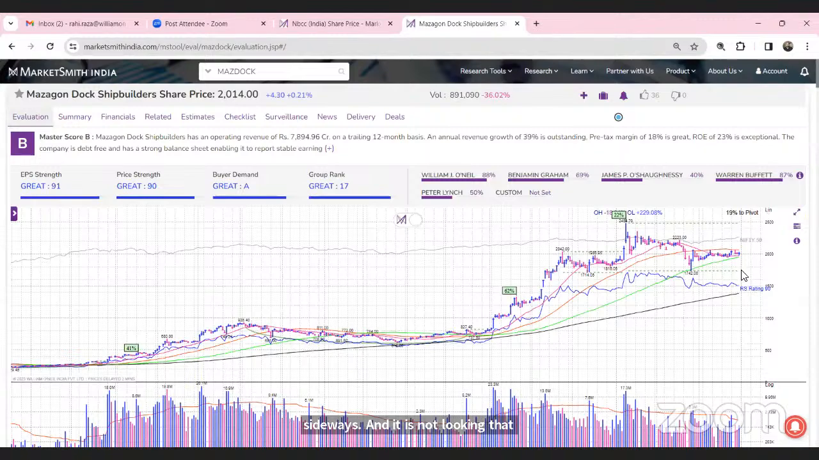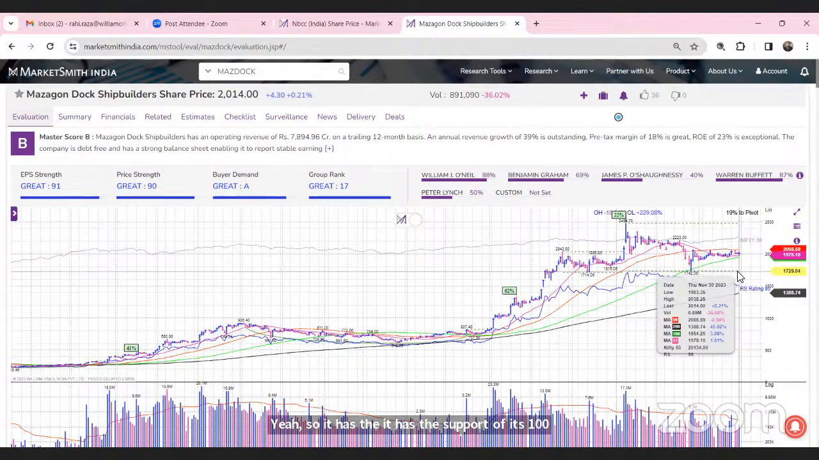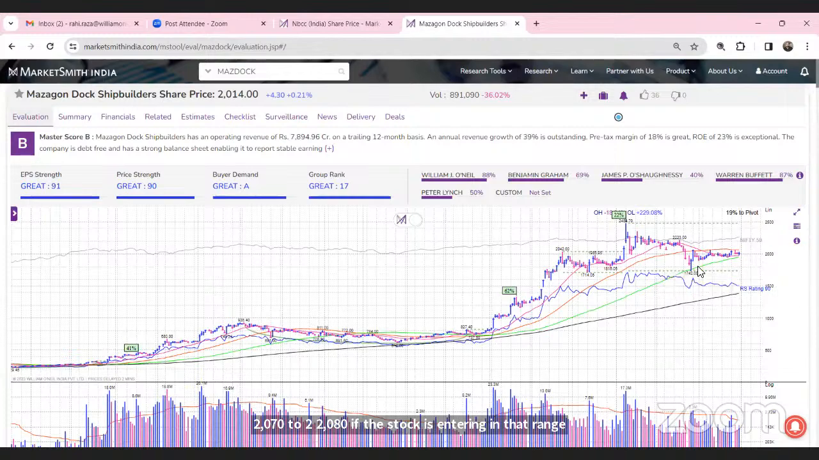It has the support of its 100 DMA, but overall sentiment has actually shaken in this particular stock. From the technical point, it is also trading below its 50 DMA. So if someone wants to buy it again, I think at least they need to wait till it reclaims its 50 DMA, which is placed around 2066. So you can take your buy range of 2070 to 2080. If the stock enters that buying range, then I think that can be the ideal point to enter this particular stock.